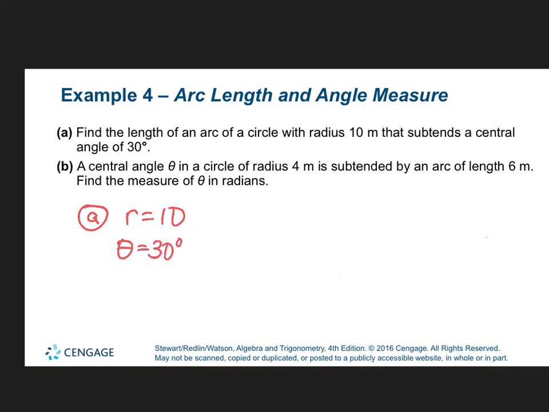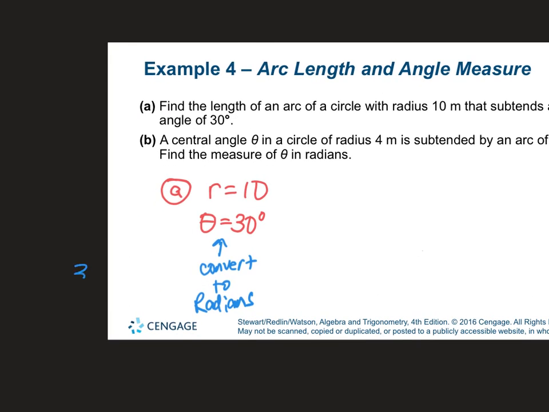I can't use 30 though. Why? It has to be in what? I just told you that. We just wrote it down. Theta has to be in radians. So before I do anything, I have to say, uh-oh, I got to change 30 over 1 into radians. Where does pi go? Where does 180 go? Pi goes on the top, 180 is on the bottom.